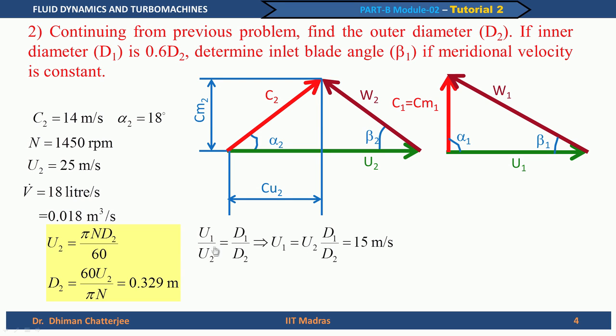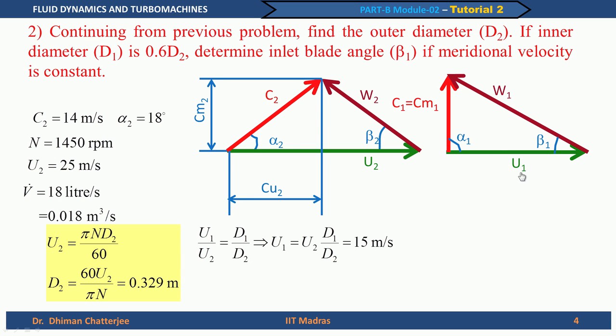We know that U1 by U2 is equal to d1 by d2. Basically, U2 is pi N d2 by 60 and U1 is pi N d1 by 60. Hence, U1 by U2 will be d1 by d2, and we can get U1 as 15 meters per second.